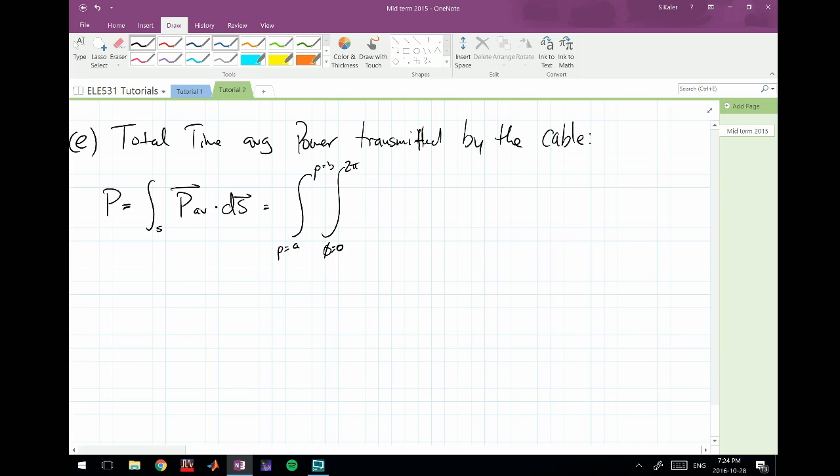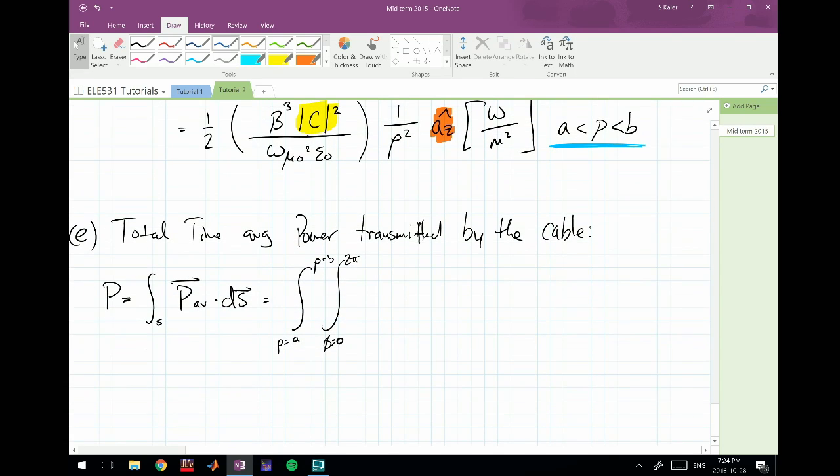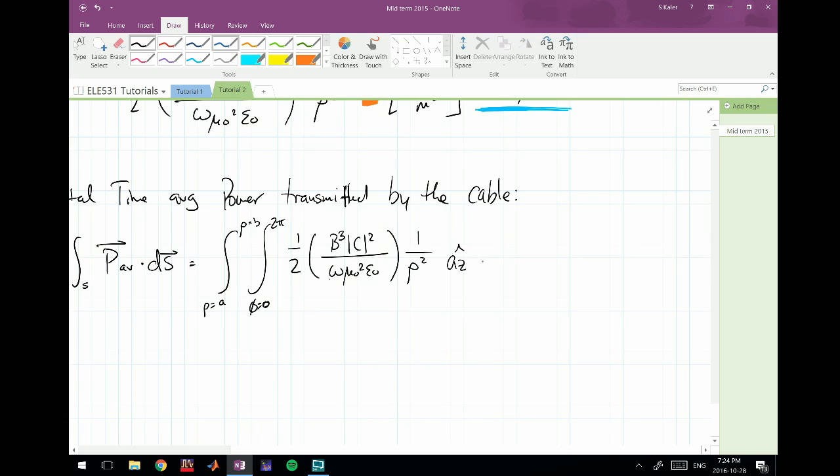And what are we integrating? We're integrating this expression we have up here: 1/2 eta cubed c squared omega mu naught squared epsilon naught, 1 over rho squared a z. And how is the differential defined here? He gives it to us in this sheet, I think. Nope. He gives you the volume, and he gives you the line, how to integrate in different coordinates, but doesn't give you the surface.